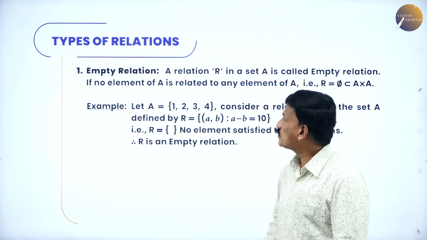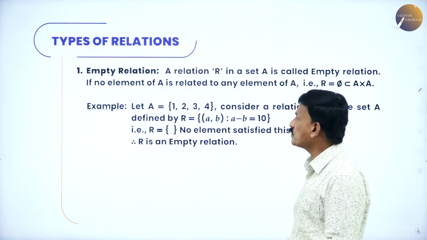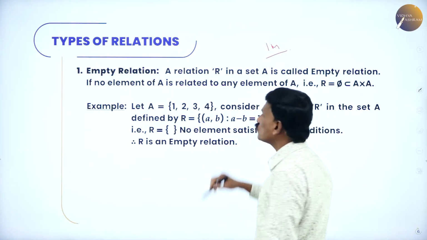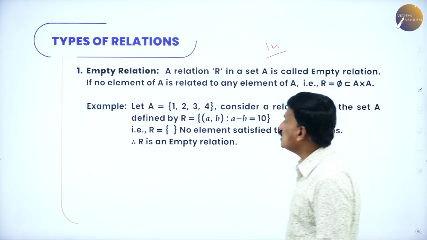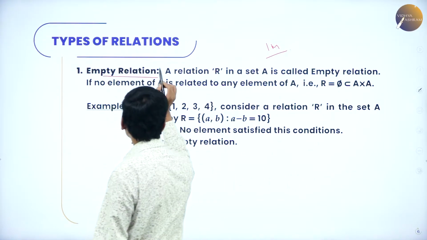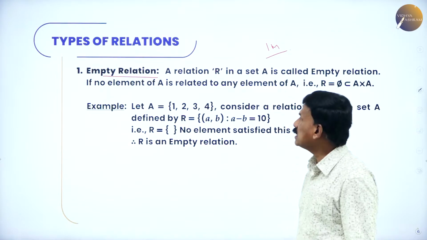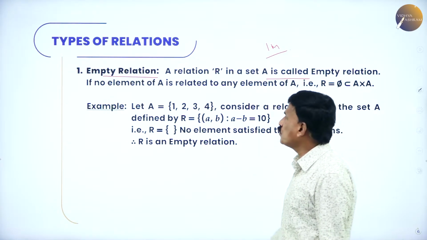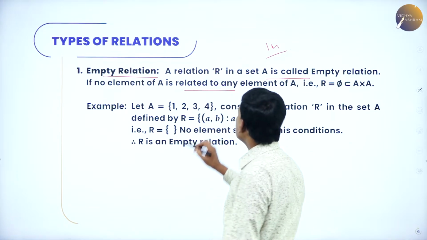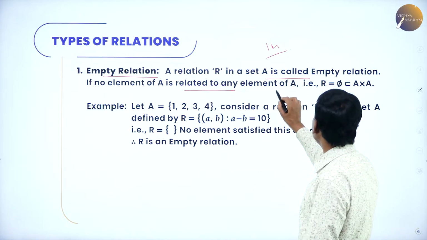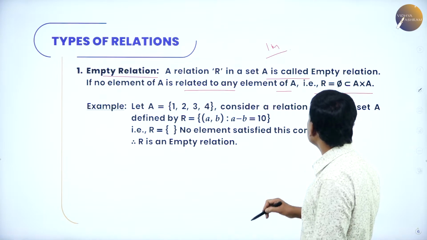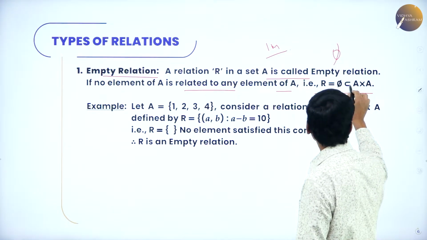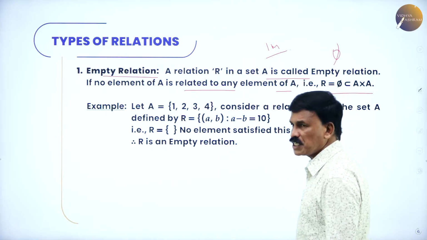Now, types of relations, you may expect a 1 mark question from this. For 1 mark, you will have one definition. Yes, now the first one is the empty relation. Empty relation means nothing. A relation R on a set A is called an empty relation if no element of A is related to any element of A, that is denoted as the null set. Empty relation R is equal to null, which is a subset of A cross A.